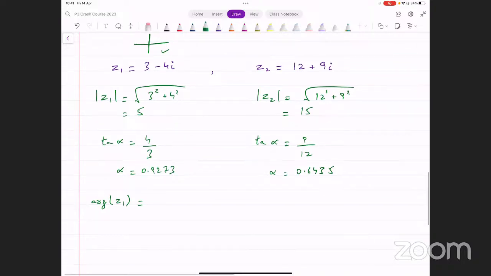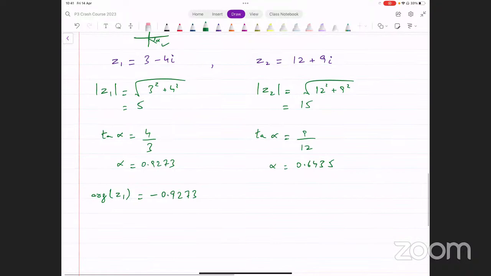This is where this complex number is going to be. So how do you write the argument here? The basic angle is known, that's 0.9273. The argument of Z1 is going to be minus 0.9273. Remember, the complex numbers which fall in the third and fourth quadrants, we write their arguments as negative values. So minus 0.9273, this is what we have as the argument of Z1.